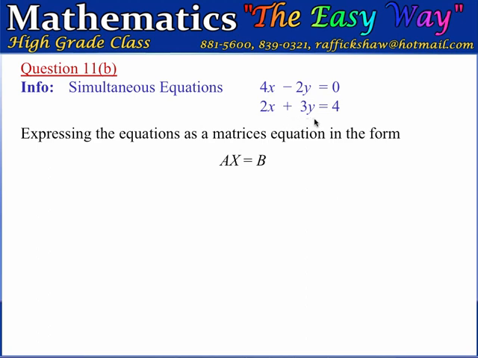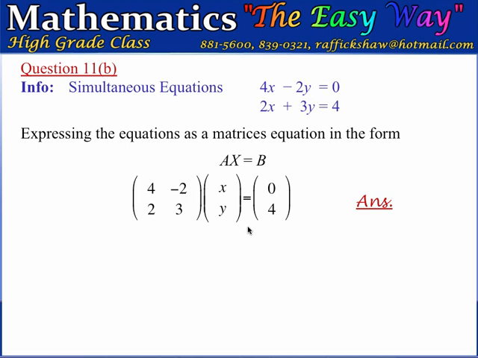And the matrices equation for this pair of simultaneous equations will simply be this. This matrices equation is set up simply by observing the values in this pair of simultaneous equations. The 4 and the negative 2 here becomes the first row of the matrix, and the 2 and the 3 here becomes the second row of this matrix. The X and the Y becomes a column matrix here, and then the values on this side, the 0 and the 4, becomes the column matrix.